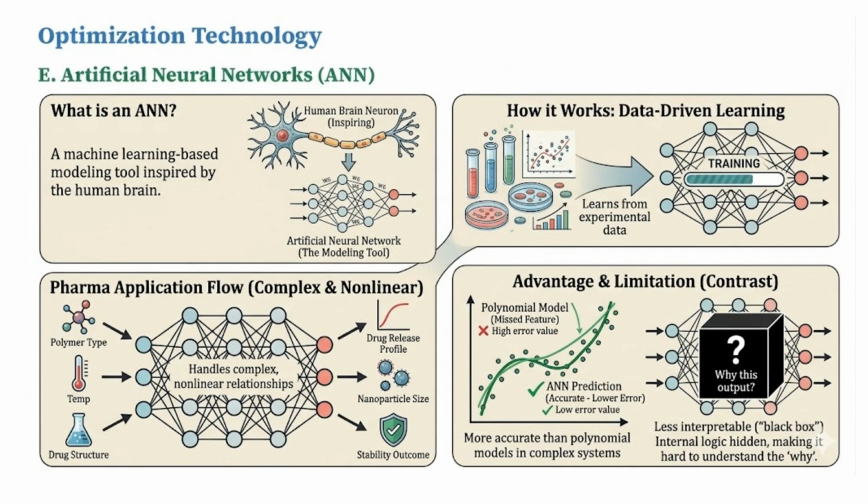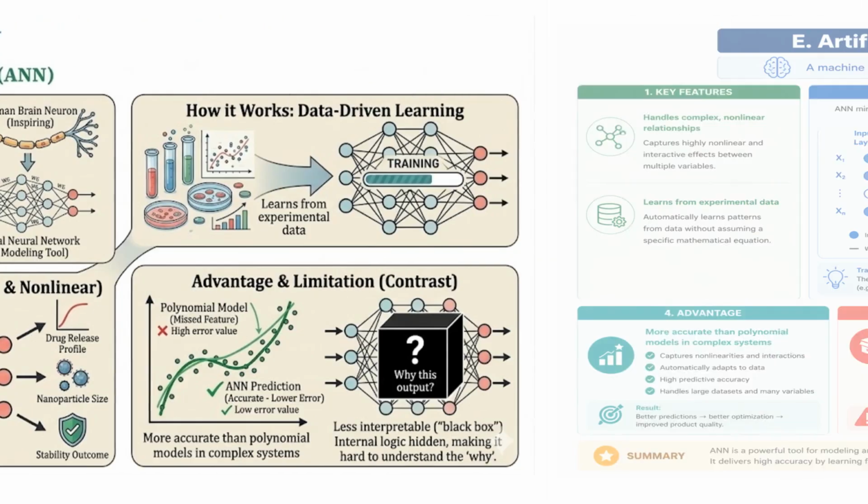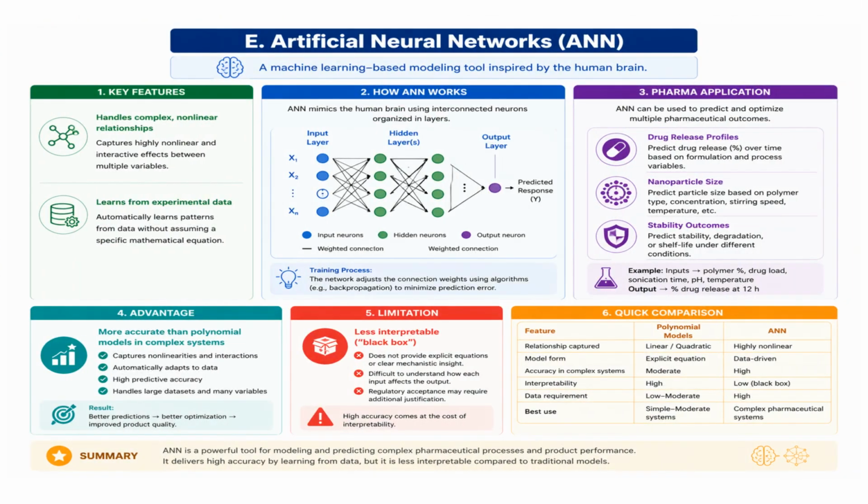They offer an advantage over polynomial models in complex systems, but their main limitation is the black box nature, making them less interpretable. ANNs mimic the human brain using interconnected neurons. They capture highly nonlinear and interactive effects, learn from data, and are used in pharma to predict drug release, nanoparticle size, and stability. While more accurate than polynomial models, their black box nature is a limitation.